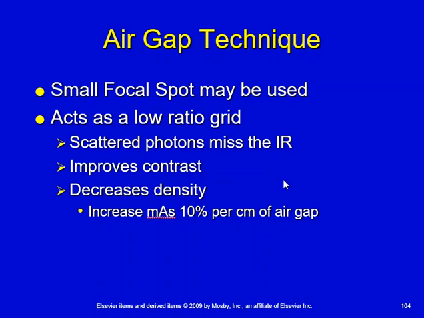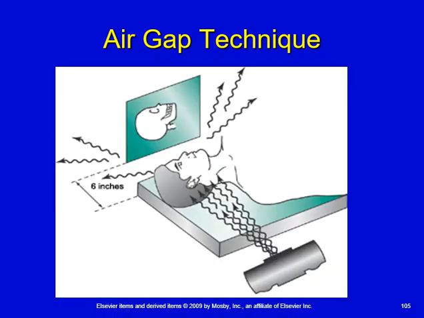And that's because the scattered photons miss the image receptor. In that way, it increases contrast, but it only decreases density by about 10%. So what we need to do is increase our mAs by about 10% per centimeter of air gap. And that's your air gap. So lateral C-spine, in this case, lateral skull. I don't know why you do a lateral skull on an air gap, but we've got a 6-inch increased OID, and all that scatter radiation is missing the image receptor.